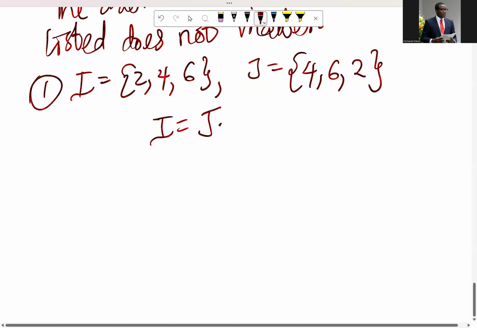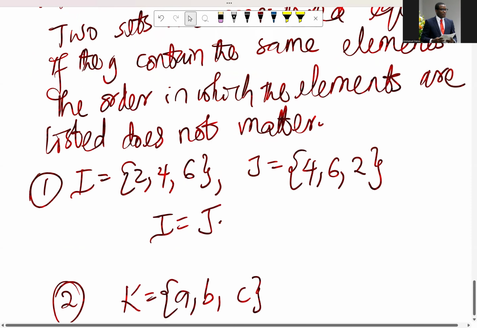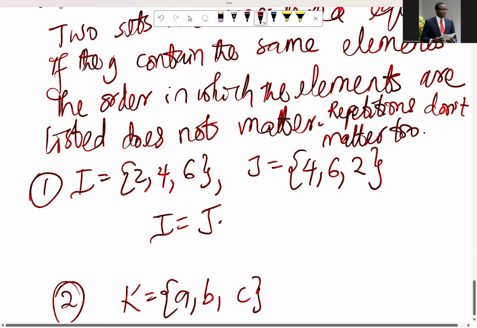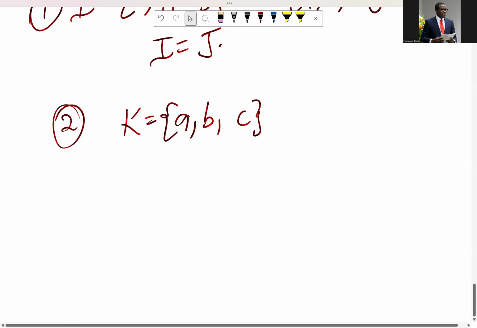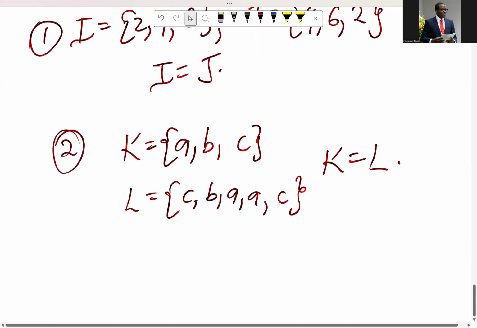Another example: if K is {A, B, C}, the order in which the elements are listed does not matter. Repetitions don't matter too. If K is ABC and L is CBAA, with C again, K is still equal to L, because whether A, B, C are repeated or not, it doesn't matter. C is C, A is A, no matter how many times each appears in that set. In sets, we are talking about a unique collection of elements. So K and L are still equal, like we said in the past.